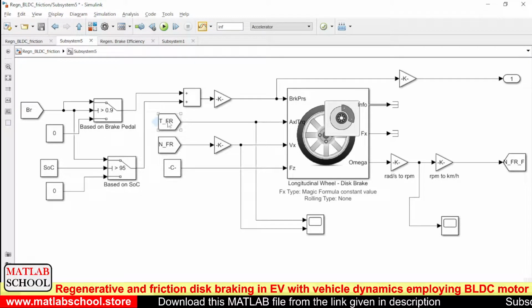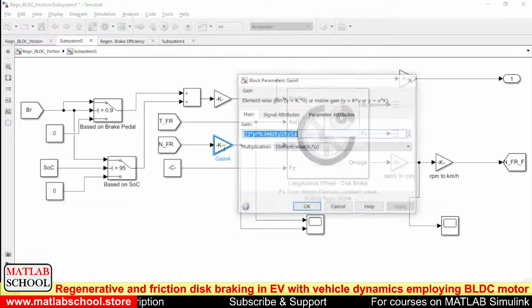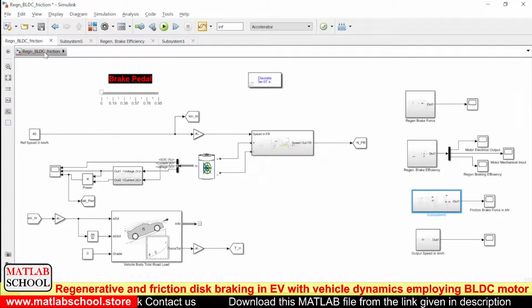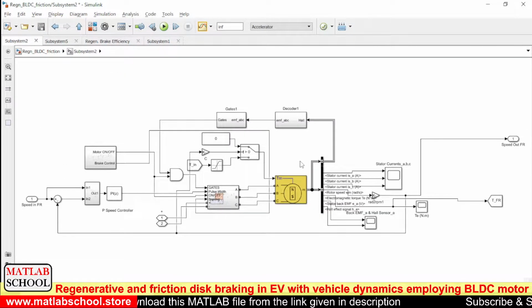So these are the inputs that we need to give as input to the wheel. Torque input, TFR is the torque input, and NFR is the speed input. Okay. So this Fz is the weight of the body which acts along the z-axis. Okay. So inside this we have the BLDC motor.